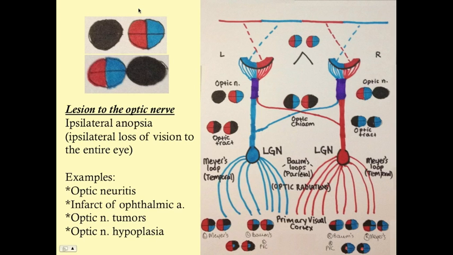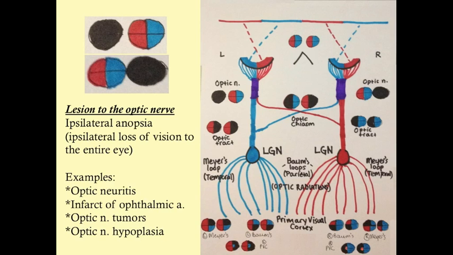And some examples of this include optic neuritis, as we see in multiple sclerosis, an infarct of the ophthalmic artery, optic nerve tumors, and then congenital optic nerve hypoplasia. So this is damage to the optic nerve, and it's obviously going to be ipsilateral.